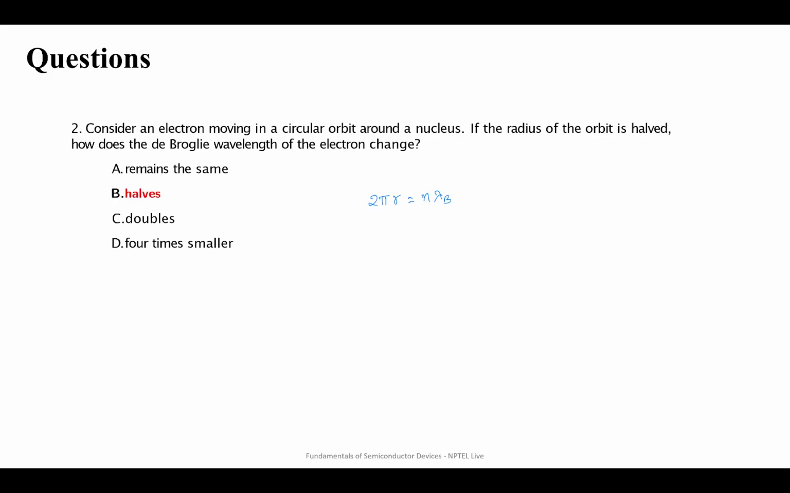That is incorrect. It will be half. So we had studied the formula 2 pi r equals n lambda b. So if r is halved, then lambda b is also halved.